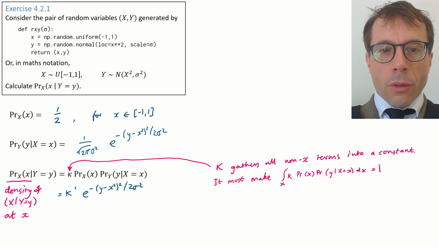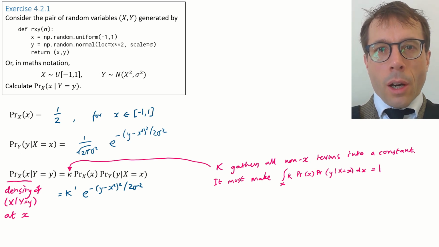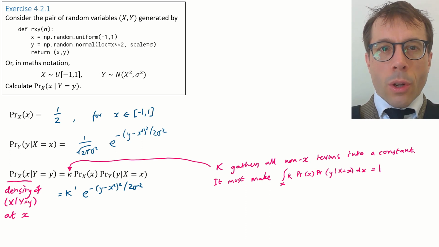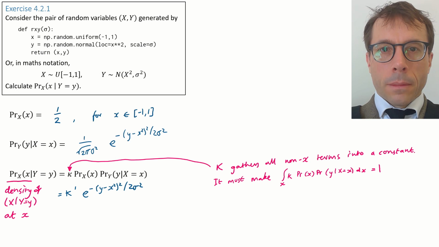Next, apply Bayes' rule. As I said, we don't need to keep track of the non-x factors, so here I've gathered them all together, the kappa and the half and the 1 on root 2 pi sigma squared, and I've amalgamated them into a new constant kappa prime. There's no point writing out more algebra than I have to.